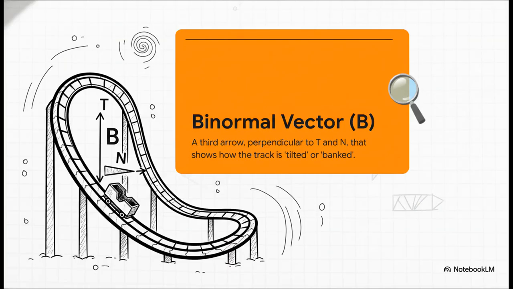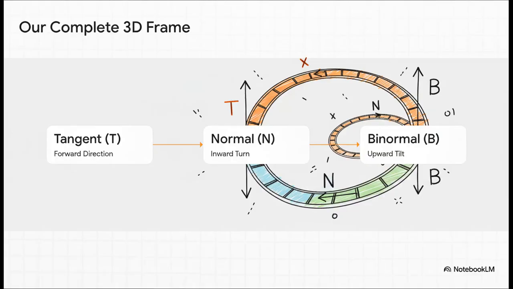And this new piece is called the binormal vector, or B for short. Now this is an arrow that sticks straight out, perpendicular to both our forward direction, T, and our inward turn, N. The easiest way to think about it is an arrow pointing straight up from the floor of the coaster car. It tells us exactly how the track is tilted at that very moment. And there you have it. That's our complete set. At any point on that track, these 3 vectors move with the coaster. You've got T for forward direction, N for the inward turn, and B for the upward tilt. And when you put them all together, T, N, and B, you get what mathematicians call the TNB frame. It gives us a perfect instantaneous snapshot of the coaster's orientation in space.